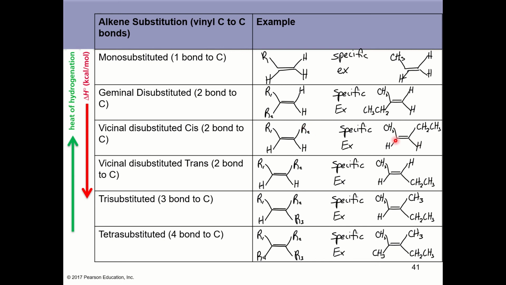So example, 2-pentene, we have that the first vinyl carbon has a bond to methyl, and the second vinyl carbon has a bond to ethyl. That is disubstituted, vicinal disubstituted. Then we have vicinal disubstituted trans.